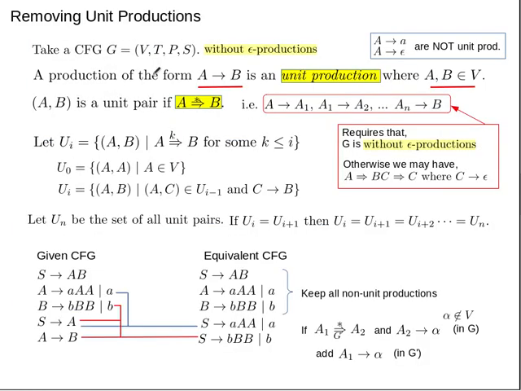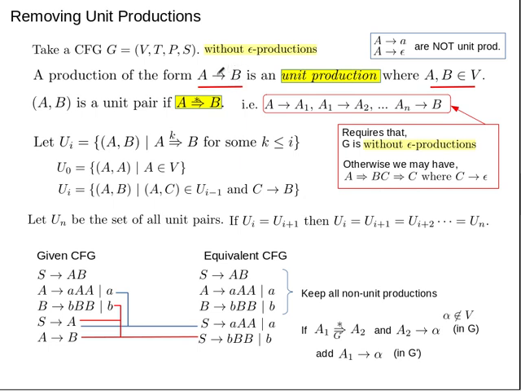Now, first of all, what is a unit production? A production of this form, A goes to B, where by our convention these are just variables. They are single variables. So this B is not some combination of variables, it's just a single variable. This sort of production rule, A goes to B, is called a unit production.